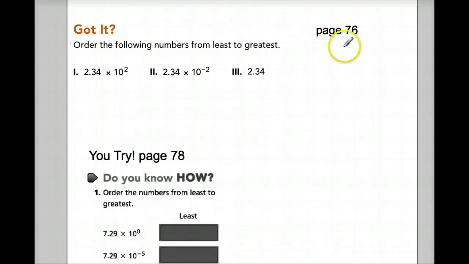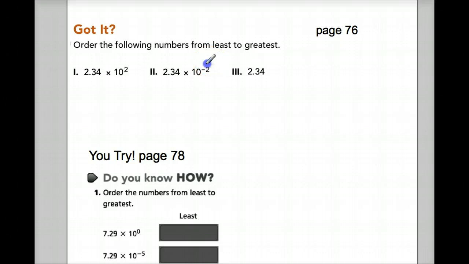Alright, so we're on our Got It, page 76. It says order the following numbers from least to greatest. So we have 2.34 times 10 to the second, and the second one is 2.34 times 10 to the negative 2. The third one is just 2.34. So you might be thinking, oh, this one has a negative exponent, and so it must be less than this one, and you'd be right.